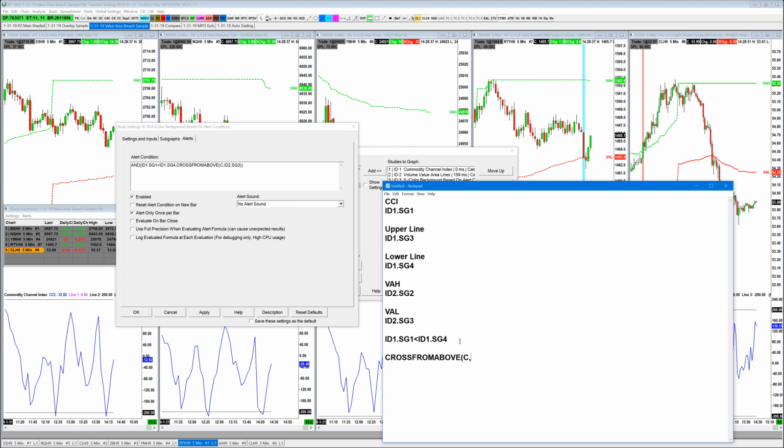Well, okay, hang on a second. We're on the lower end of the value area. So we want to know when the value area low is being breached.